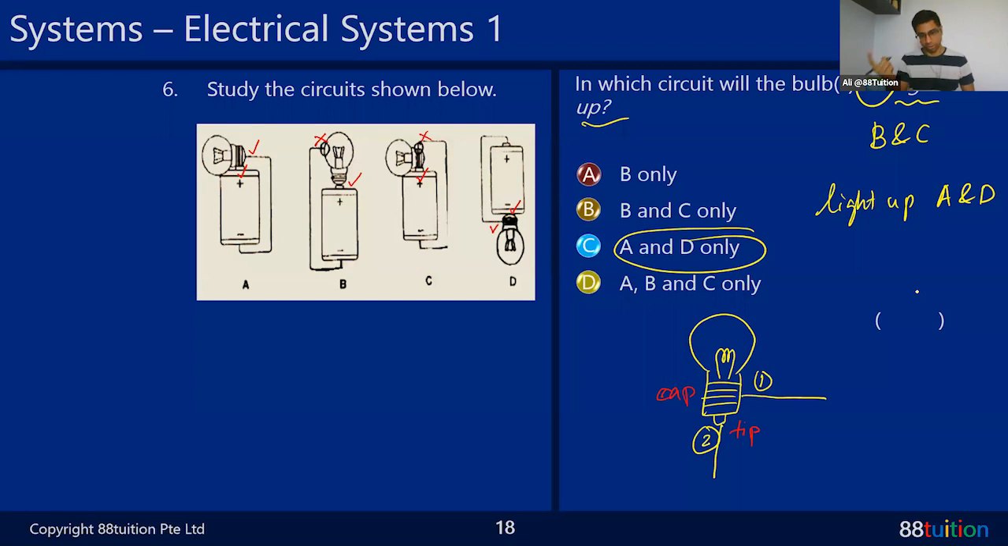Not light up or not light up. True or false. Sometimes they say which of the following are false. Sometimes they tell you which of the following are true. Okay, so the answer is B instead of C. Yeah? Please take note. And that is the answer for the last MCQ question.